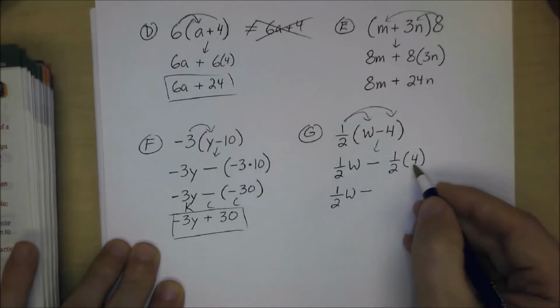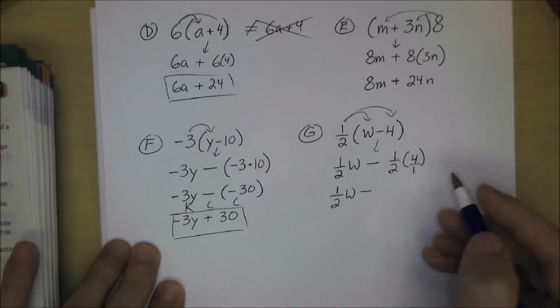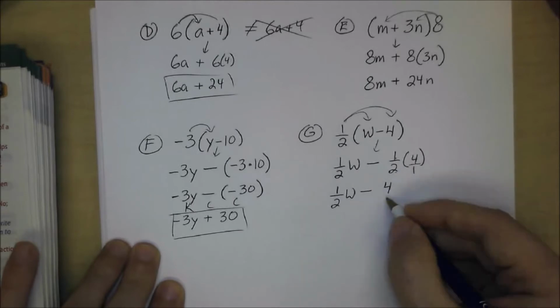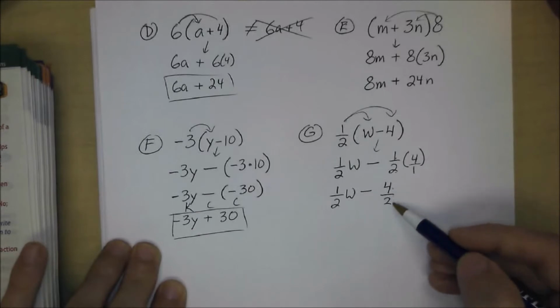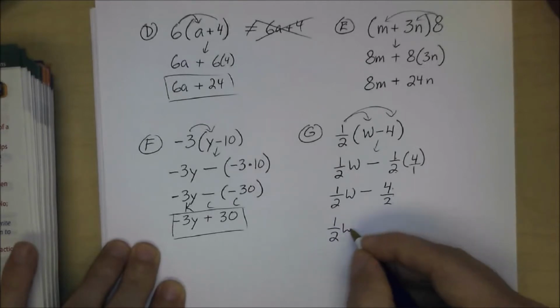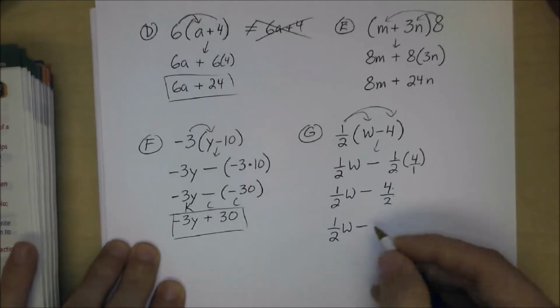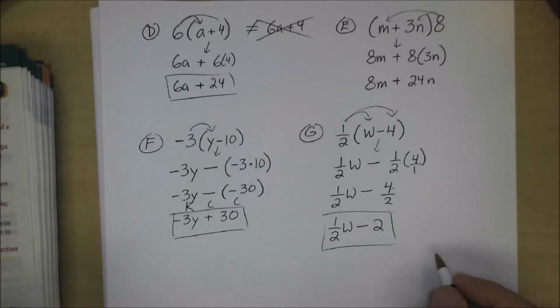And right here, this 4, I can make this into a fraction by putting it over 1. On top, I have 1 times 4, which is 4. On bottom, 2 times 1, which is 2. And now, I'm still not done, because 4 divided by 2, I can simplify that. 4 divided by 2 is 2. Remember, fraction bar means division. So we've got our 1/2 W minus 2. There's our answer right there, boys and girls.